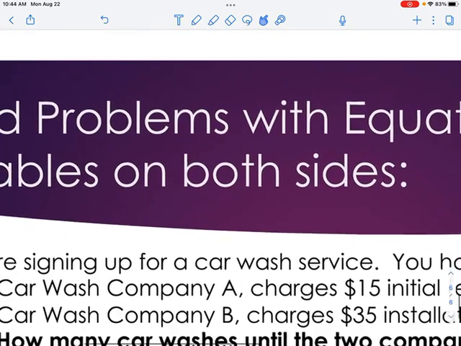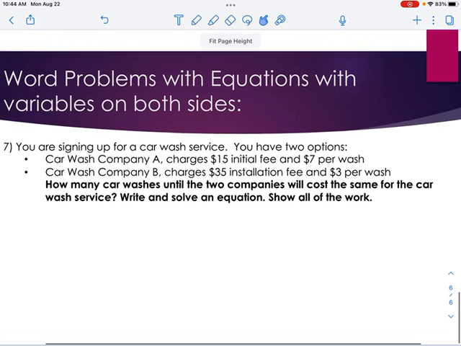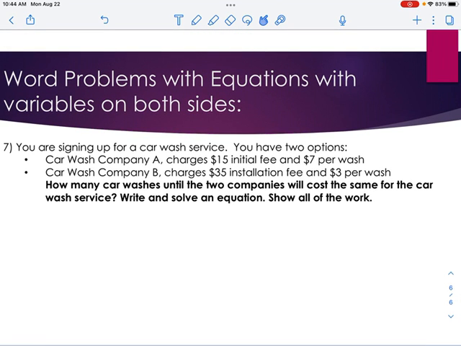Okay, so now we can also do this with word problems. So I have a word problem here about a car washing company. You're signing up for a car wash service. You have 2 options. Car wash company A charges $15 initial fee and $7 per wash. Car wash company B charges $35 initial fee and $3 per wash. So we set those 2 equations up. And it says how many car washes until the 2 companies will cost the same.